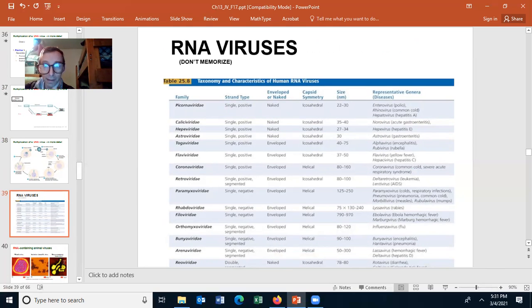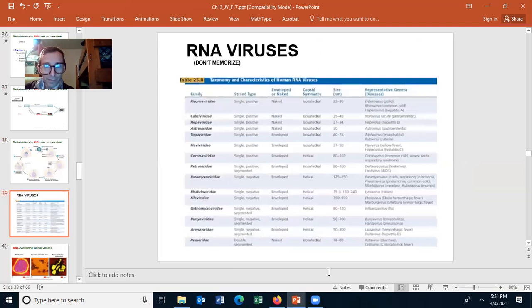There are, I believe, 15 families of RNA viruses, which I'm not even showing you all of them, that we need to talk about. And we don't need to memorize this table. I'm just showing you the animal viruses. Let me count them, make sure I got it right.